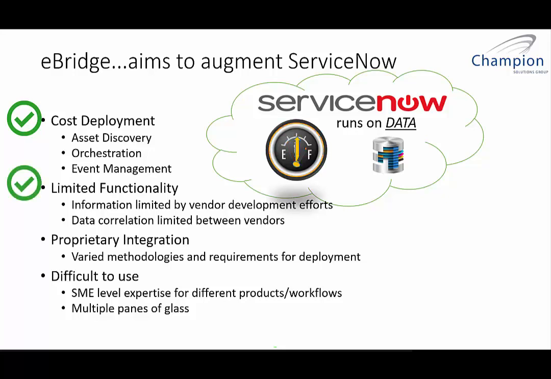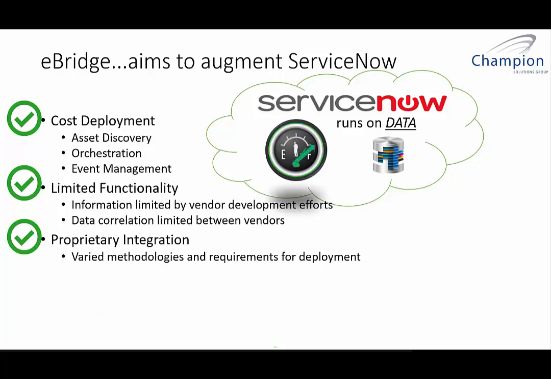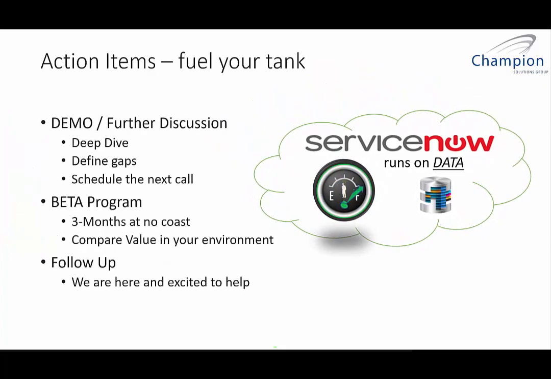Next, we're going to address the limited functionality, which we talked about. Now we have girders that are bidirectional and no longer dependent on the limited or non-existing vendor integrations into ServiceNow, and therefore, because of eBridge, we have better data correlation between all these vendors. Because of this, we no longer have proprietary integration, as everything is managed the same way across the girders. Check marking all of these things, we eliminate the difficult-to-use issues that we as integrators have found with customers trying to fully implement ServiceNow.